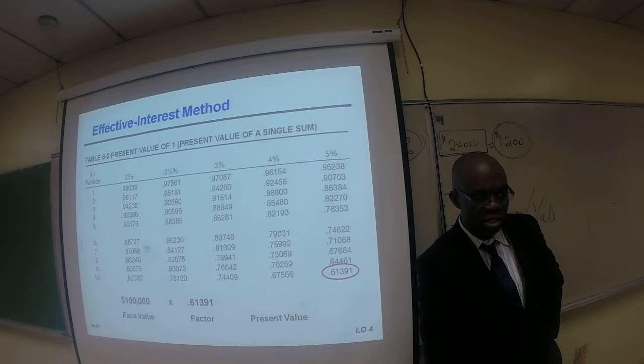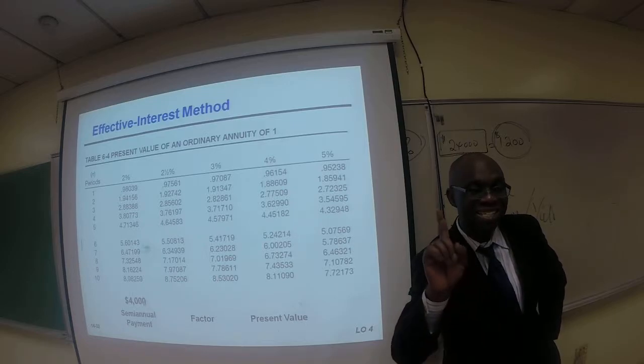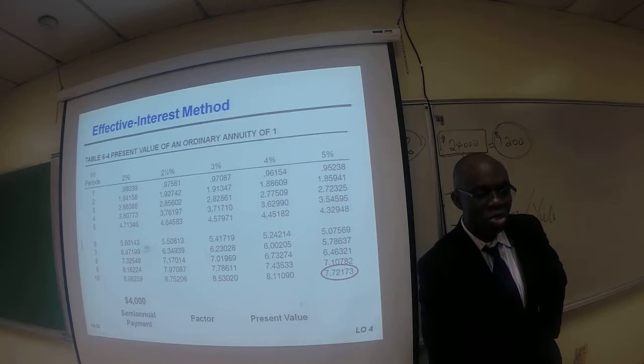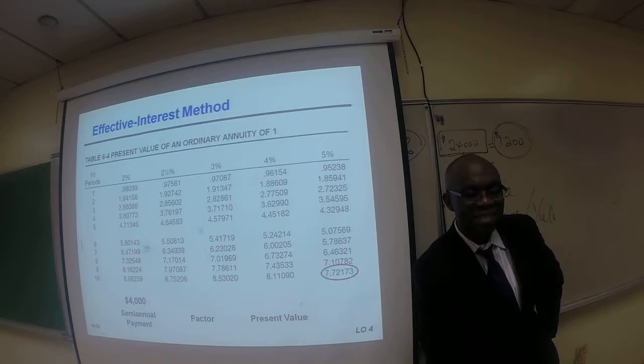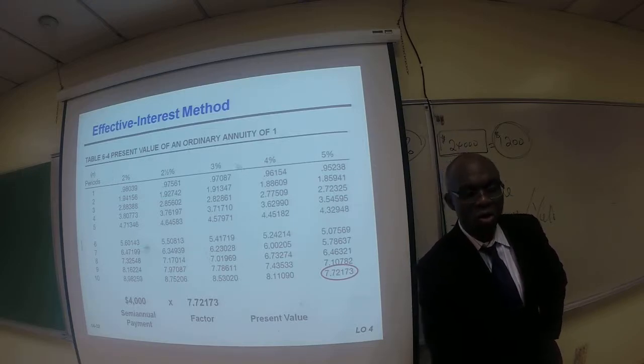So $100,000 multiplied by the factor will give you a present value of 61,000. Now let's take a look at the semi-annual interest payment of 4,000. Again, how do we calculate the 4,000? It is the stated interest rate multiplied by the par value. However, we use the effective interest rate to determine the present value of the annuity.